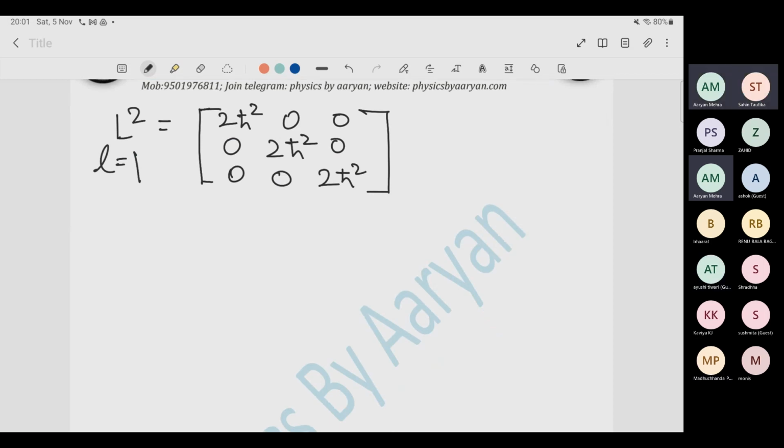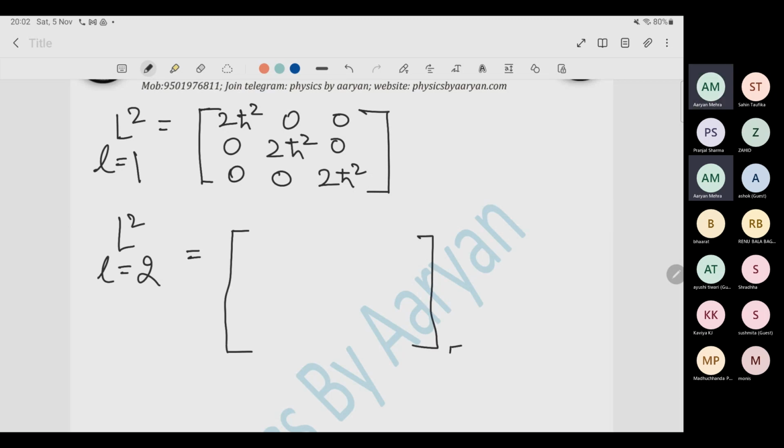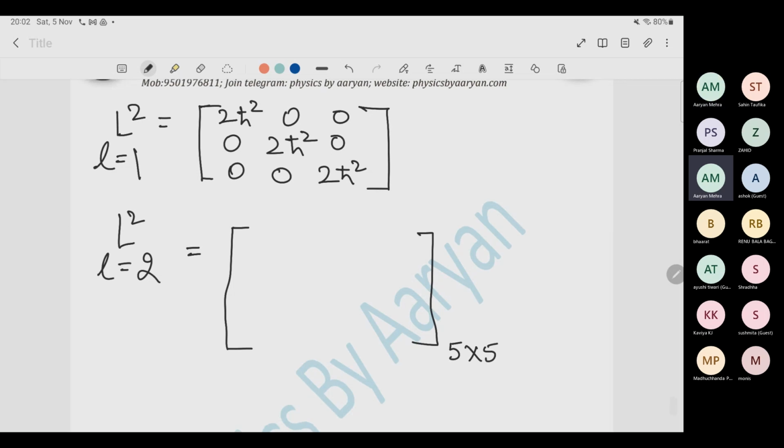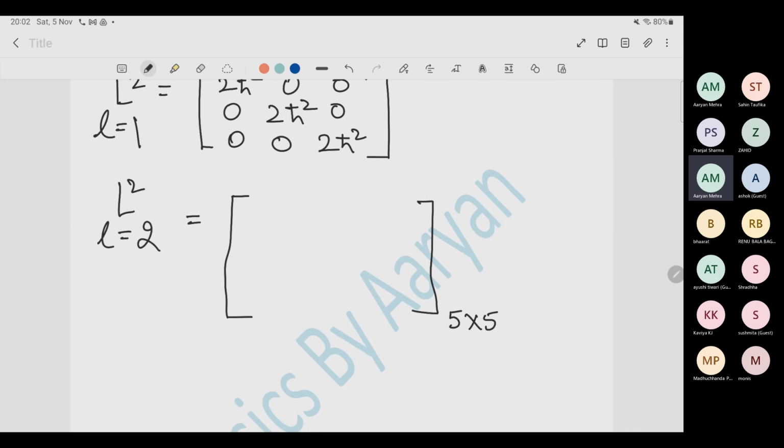Okay, did everyone understand? Tell me quickly, it is a 2 mark question in your paper. Yes, sir. Now, can any smart person tell me what the L square matrix will be when L equals 2, without doing much calculation? It will be a 5 by 5 matrix, but how does it look? The diagonal element is 6 h square. What will the matrix be? The diagonal elements will be there, but what will the diagonal elements be?